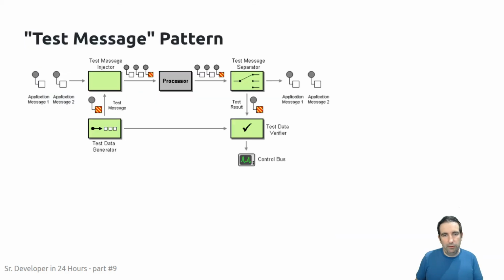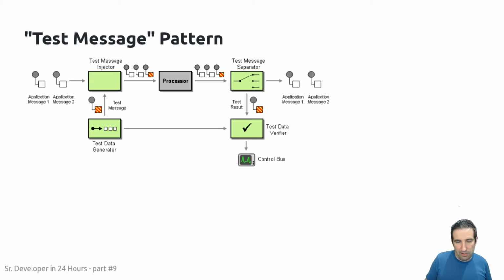One of the best ways to implement this is using the test message pattern. The test message pattern is from a very famous book, Enterprise Integration Patterns, and it's really relevant for this. So, we have a few components here. We have the test data generator. That one is on the bottom left corner. That one is going to generate test messages that are going to be sent to the component that we're building.